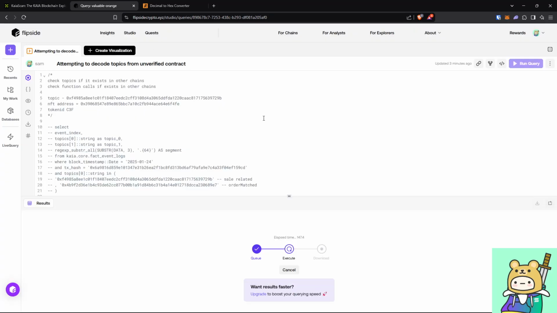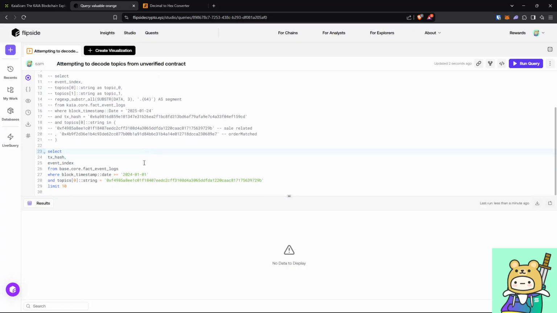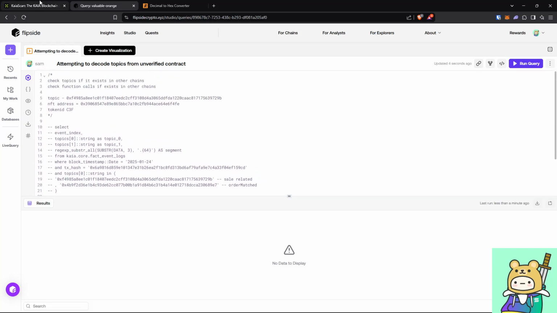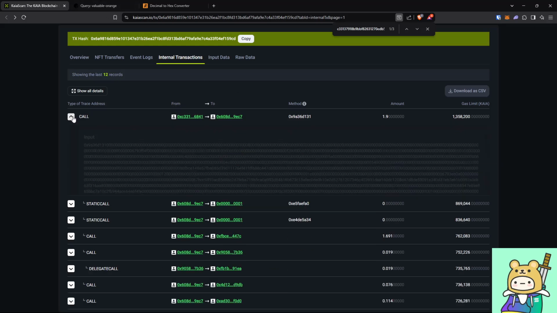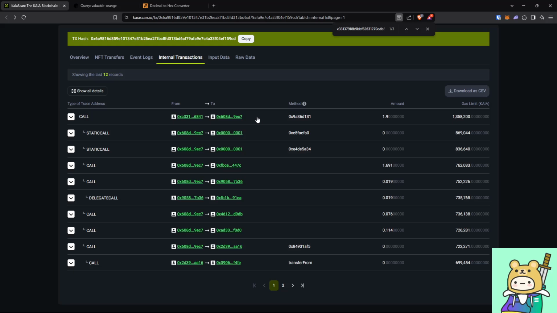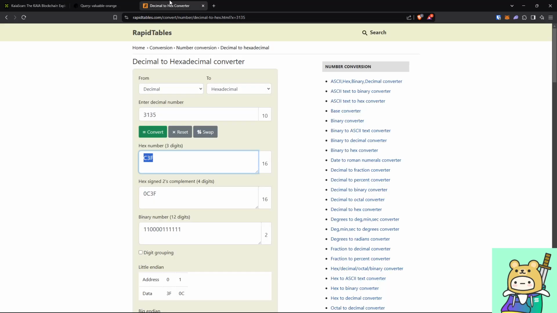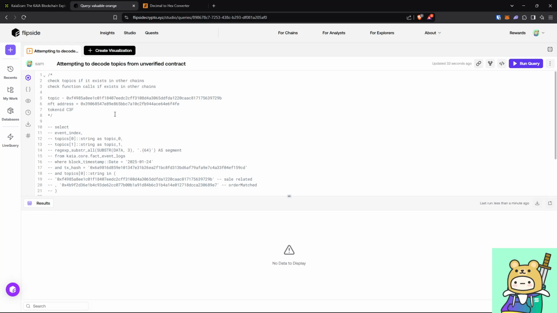So very interesting. Let's see if it ran. Okay, so no results for topics, so no hits. It's more than likely we won't get any hits for the function calls either. So we're going to have to decode this manually. The other thing I'm hopeful for is that we have all these values here, which means we can convert these values into hex and then see if it matches in our event logs.